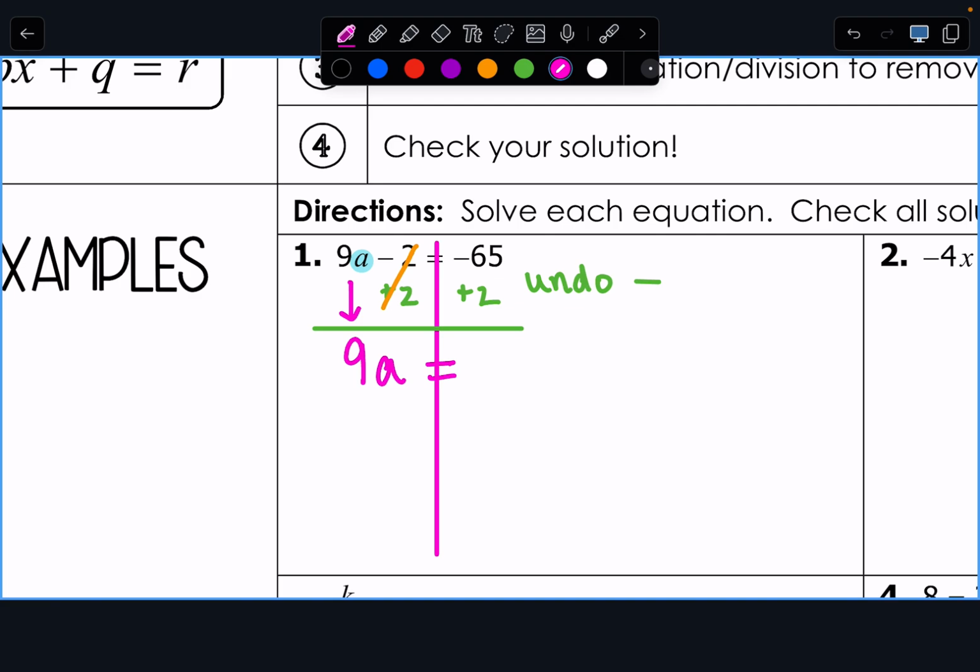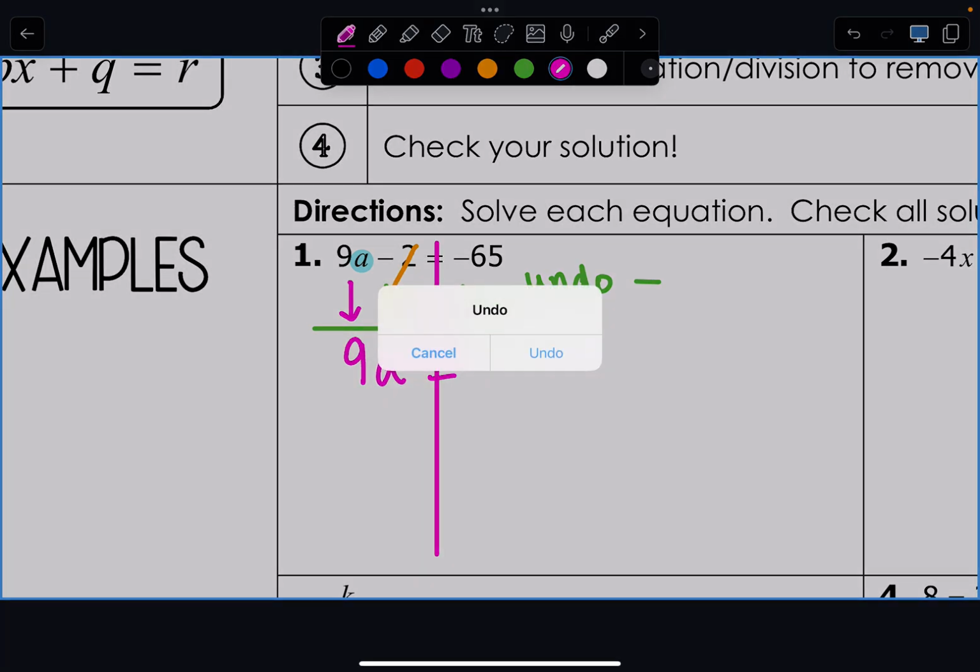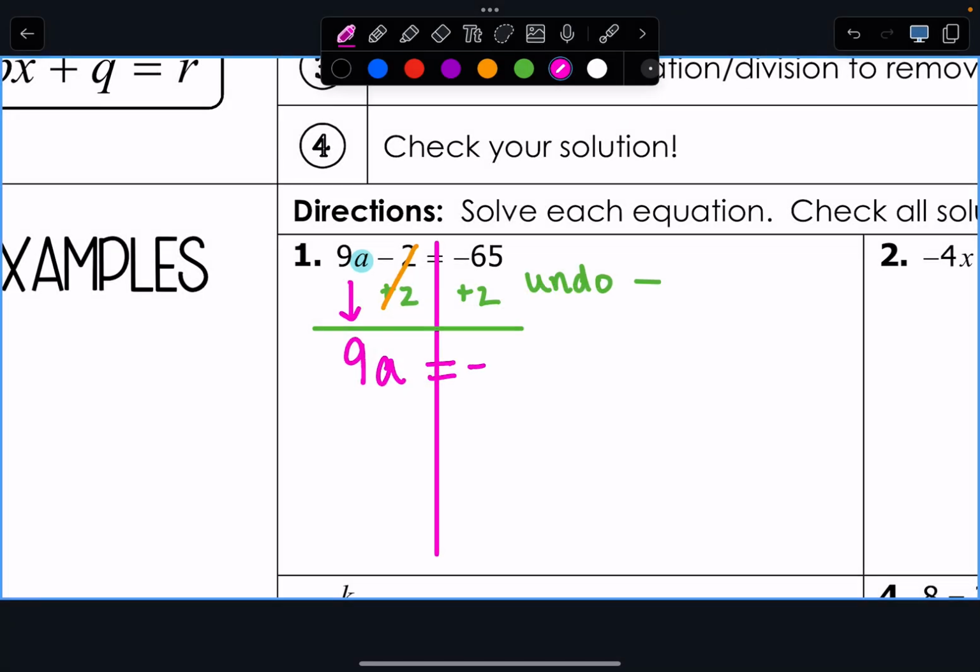Over on the right side, we have negative 65 plus 2. What is that? Negative 63. Negative 63 is what Marius said. At any point, if you think you need a calculator, you know what to do.